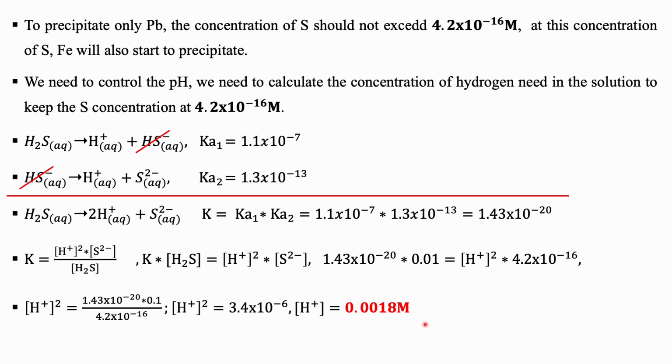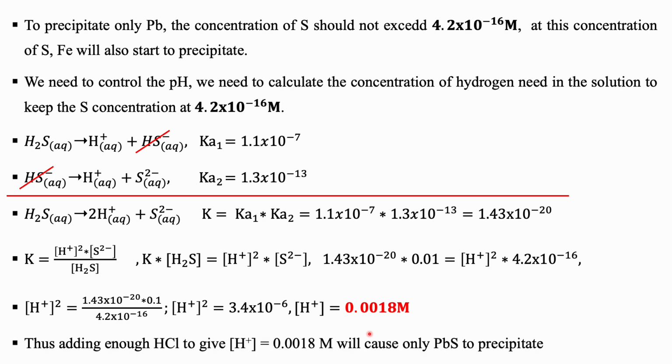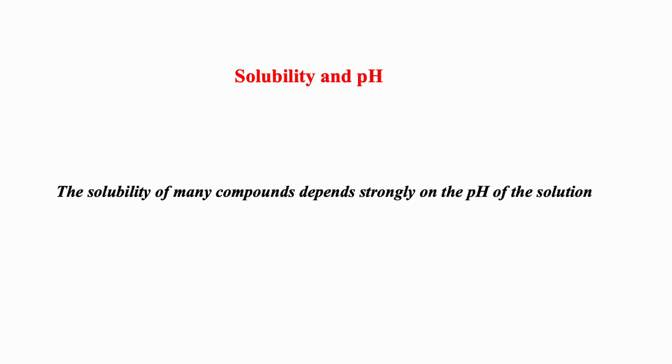So we need to add the acid so that the concentration of hydrogen does not go beyond this, because if we can keep the H+ concentration at 0.0018, then we are sure that the S2- in the solution will be equal to 4.2 times 10 power negative 16 molar, and we are sure that we are only precipitating the lead without precipitating the iron. So that means we need to add the HCl, the acid, so that we keep the H+ at 0.0018 molar in the solution, so that you can precipitate only the lead without precipitating the iron. So next time we will see the solubility and the pH.